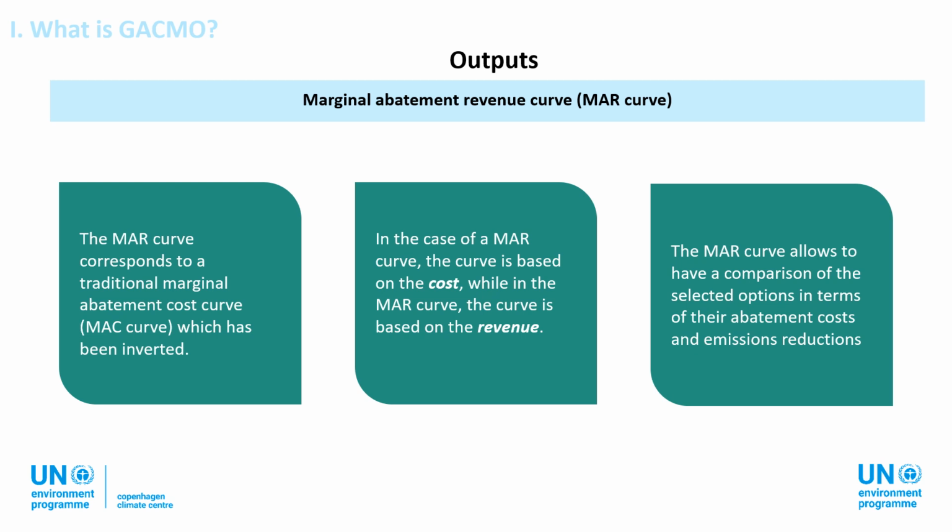The marginal abatement revenue curve corresponds to a traditional marginal abatement cost curve, which has been inverted. In the case of the MAC curve, the curve is based on the costs, while in the case of the MARC curve, the curve is based on the revenue. So the MARC curve allows a comparison of selected mitigation options in terms of their abatement cost and emission reduction. Thus, it can be a powerful tool to support decision makers in selecting the most efficient mitigation options for the specific country.